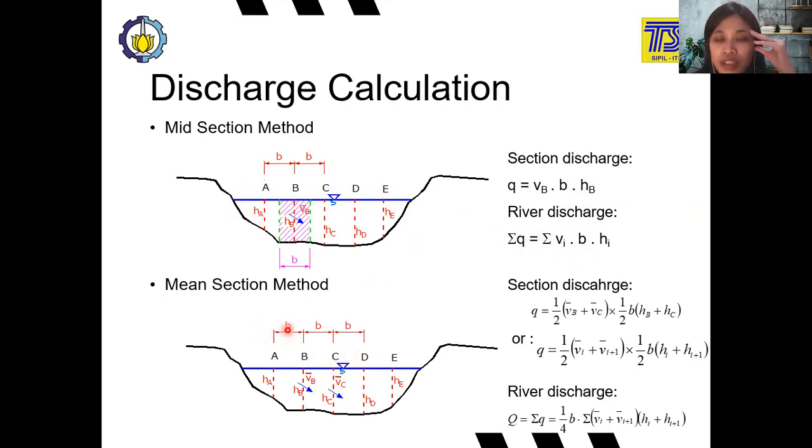For the mean section method, as the name says, it uses the mean. We calculate the average of the flow velocity, times the average of the flow area, because discharge equals area times velocity. So the section discharge will be the average of the velocity times the average of the area of the section. The discharge of the river is obtained by accumulating the section discharges.